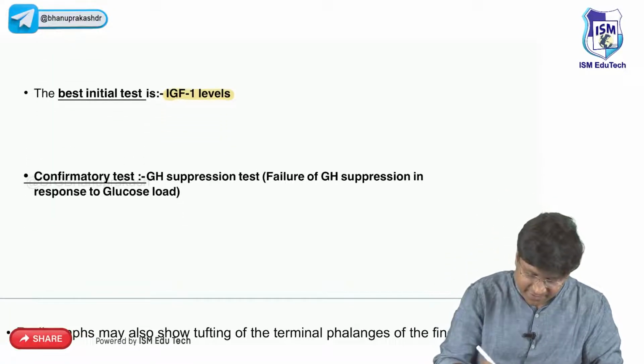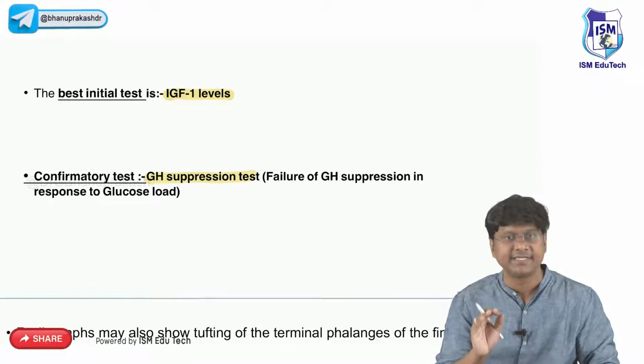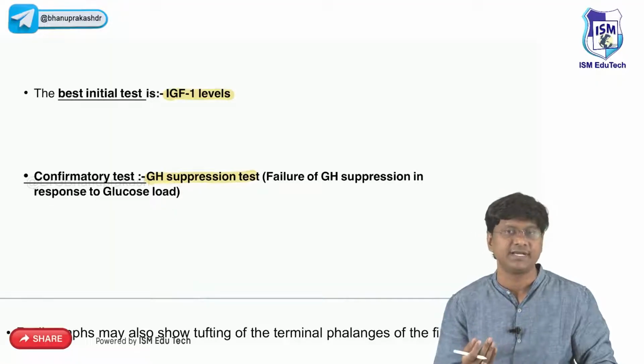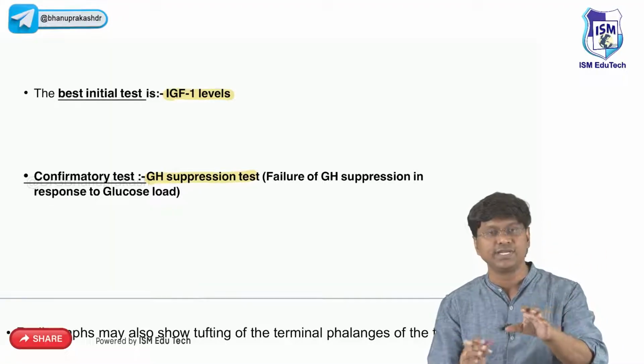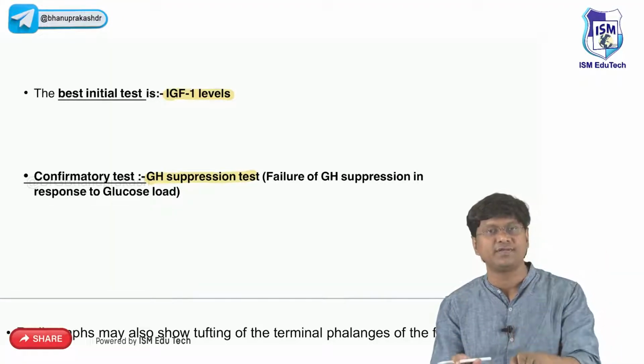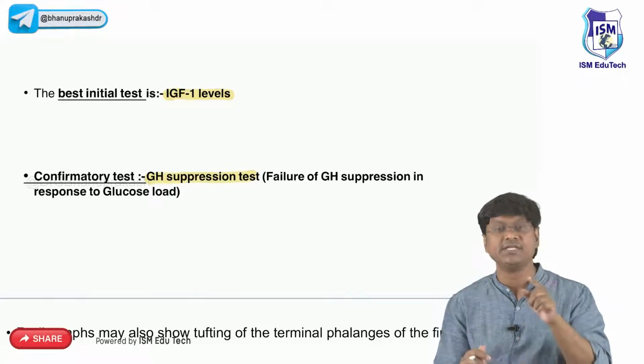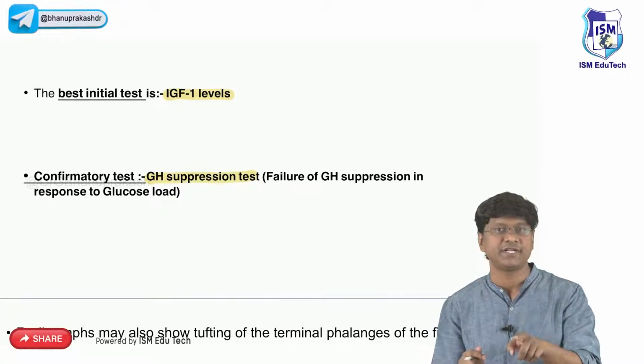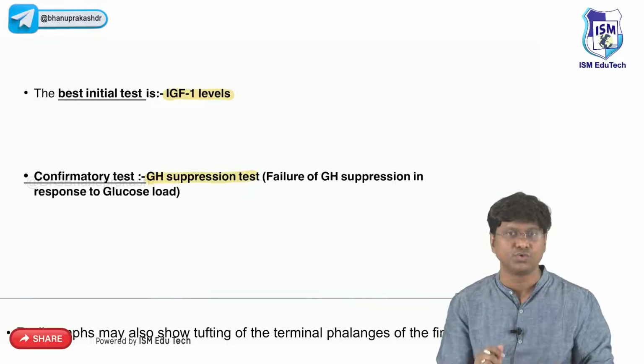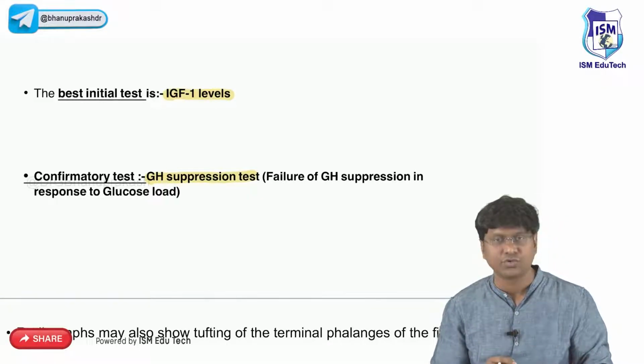Then, what is a confirmatory test in patients with acromegaly? That is the growth hormone suppression test. What is that? Whenever you give glucose in a normal individual, the growth hormone level reduces. But in these individuals, there will be failure of growth hormone suppression in spite of the glucose load. That is what is called the growth hormone suppression test, and that will be the confirmatory test.